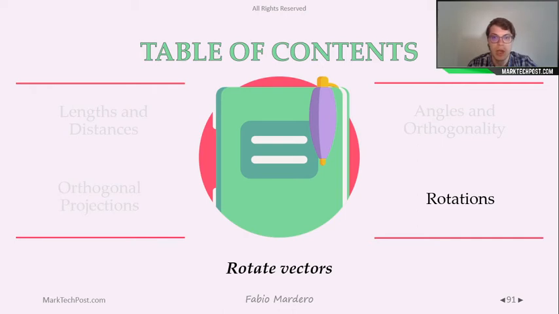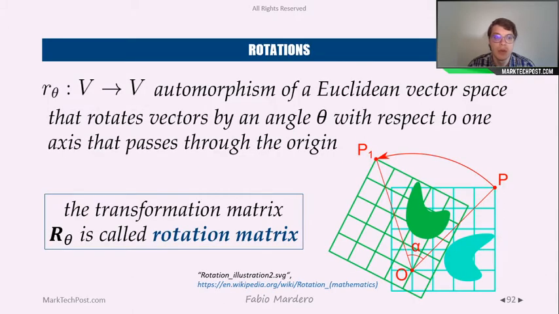In this section, I want to show you how we can perform rotation on a vector space. In particular, as we already did in projection, we can define this operation as a linear map. In particular, we define rotations as automorphisms. Remember, an automorphism is a linear map that from vectors in a vector space V returns to us vectors on the same vector space.